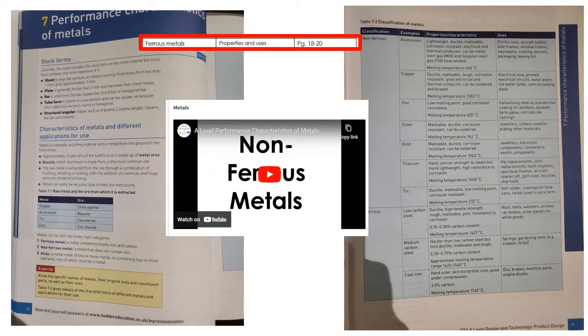The next one is basically just learning the ferrous and the non-ferrous metals. So these here, so aluminium, copper, zinc, silver, gold, titanium, and tin, those are the non-ferrous metals the exam board expects you to have an awareness of. So some of the properties and some of the uses. Try and get like 1 or 2 from each if you can. This is perfect flashcard territory. Like, I don't know how else you would do this.